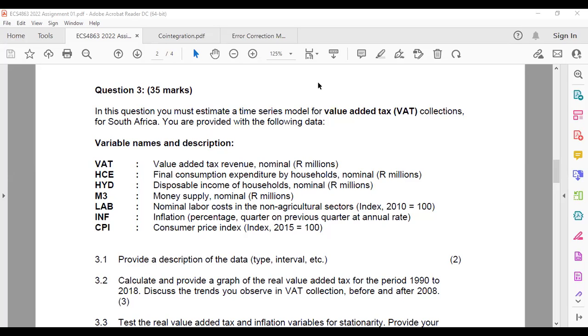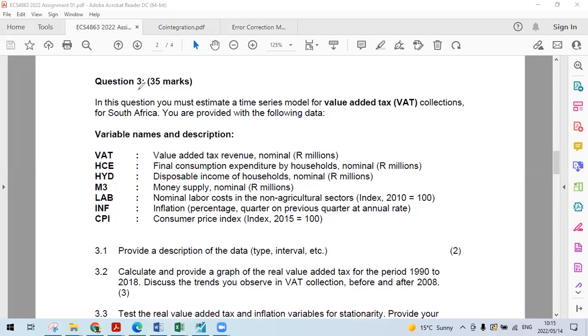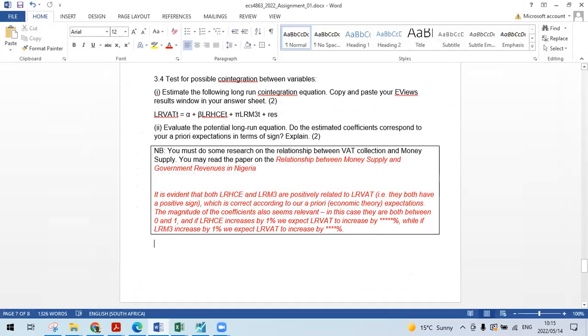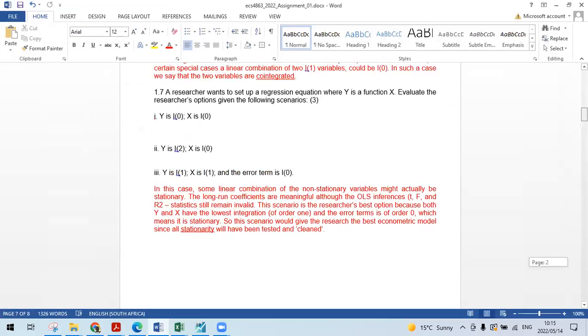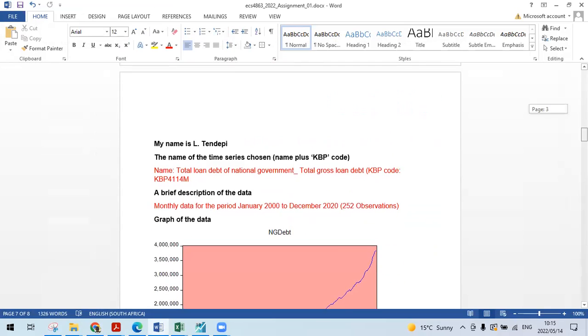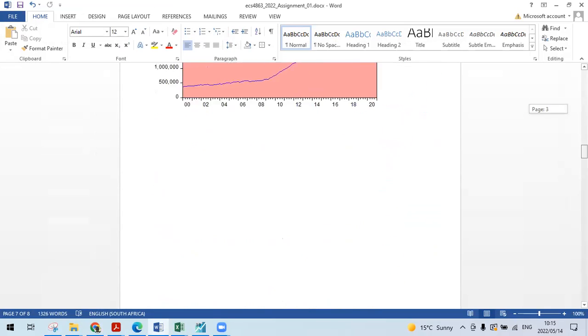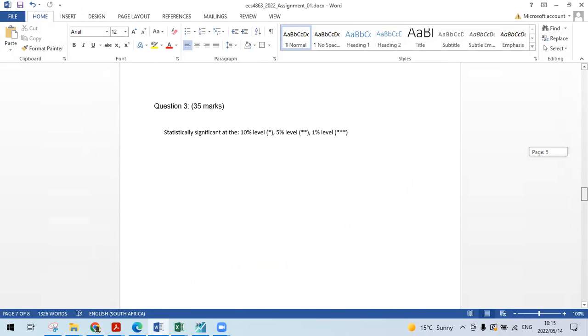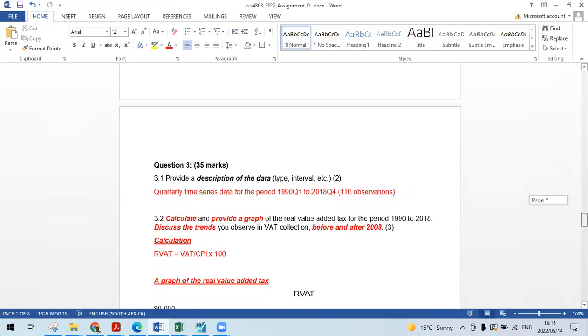Share screen. Are you seeing the Word document that I'm sharing now? Yes. Oh, great.